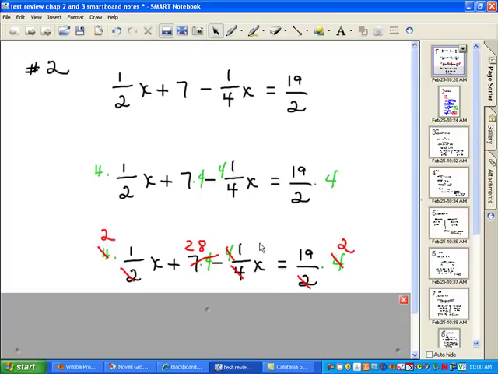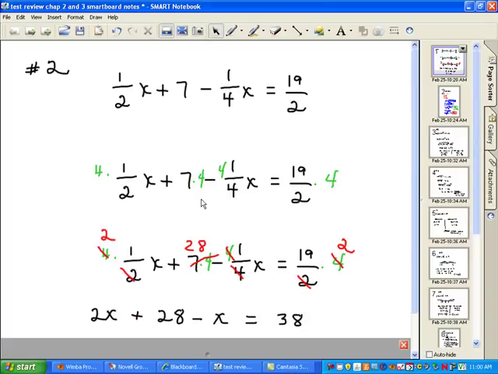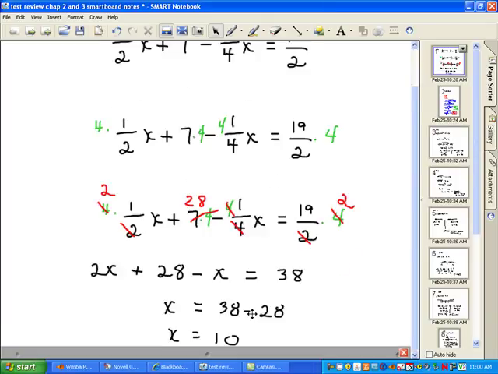Once we figure out what we're left with, we can do our multiplication. If we do our multiplication here, we have 2 times x, 28, 1 times x, and 19 times 2. So now we have a nice linear equation, so we can say 2x minus x is x, and bring the 28 to the other side. And if we do that, we're left with x equals 10.